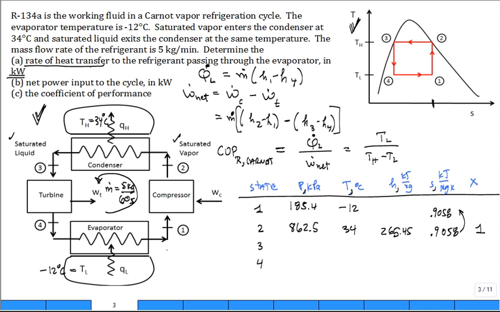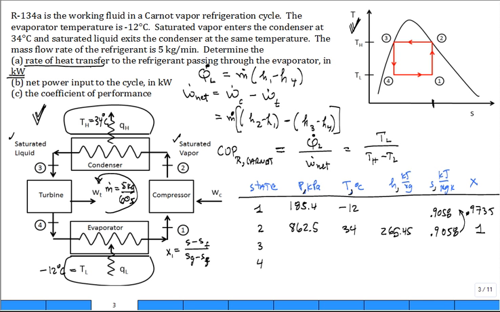The quality at state 1 based on S is equal to S minus S of F, divided by S of G minus S of F. How many people follow that logic? Good. And so I can look up or calculate the quality at state 1, and it's high. It's 0.9735. So it's 97% vapor by mass or by volume? By mass, right? And whatever is left over by mass is in the liquid phase. So it's almost all vapor.